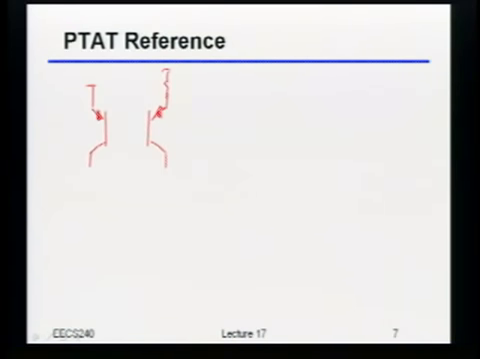Okay, so actually let me draw that a little bit better. Okay, so I have two BJTs like this. I'm going to tie that one up as a mirror. I'm going to say that the emitter area from those two is 1 to m.